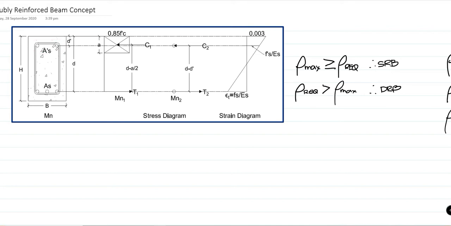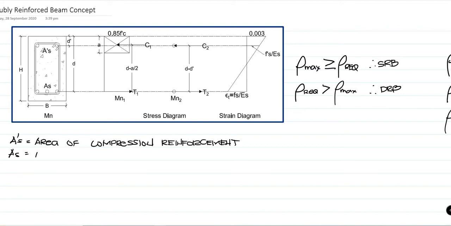So A prime s, that is the area of the compression reinforcements or compression reinforcement. Then, yung As dyan, syempre, yan yung area ng tension reinforcement. So, halos magkaparehas lang yung parts nito or yung mga notations dun sa diagram nung singly. Ang nadagdag lang dito, meron tayong A prime s at yung d prime, which is ito.